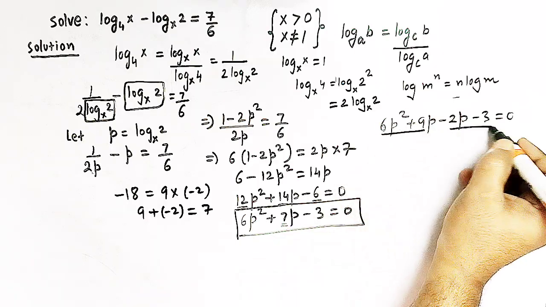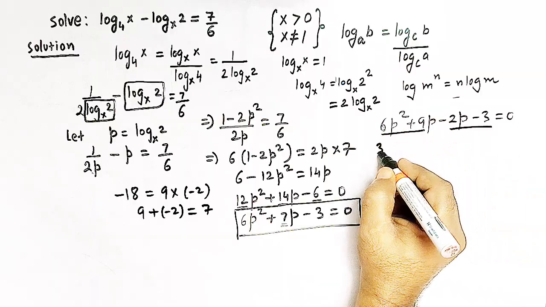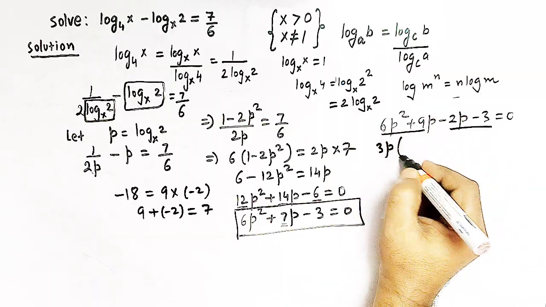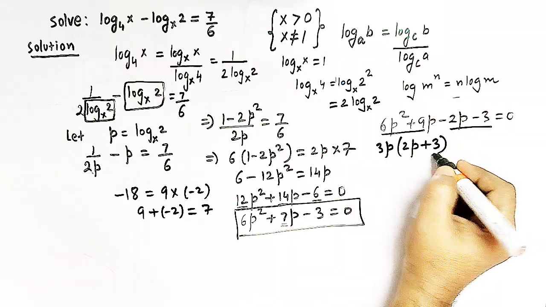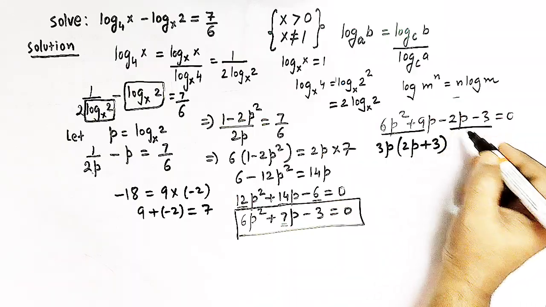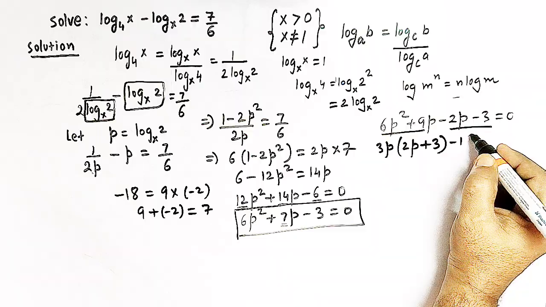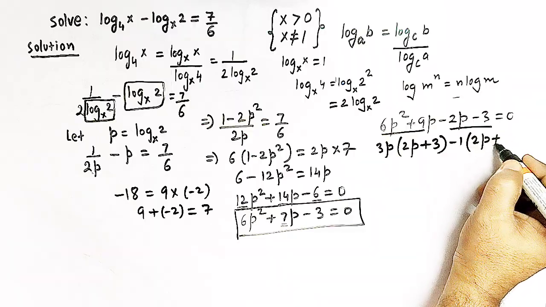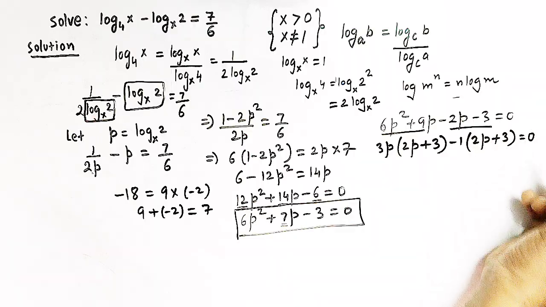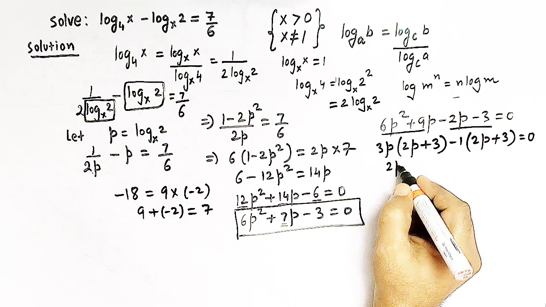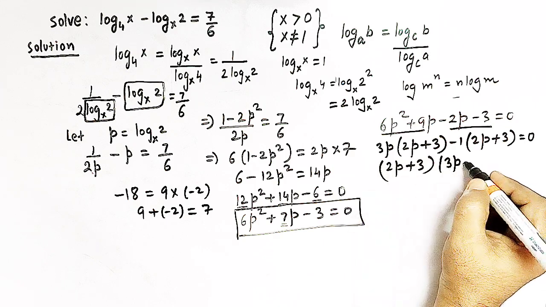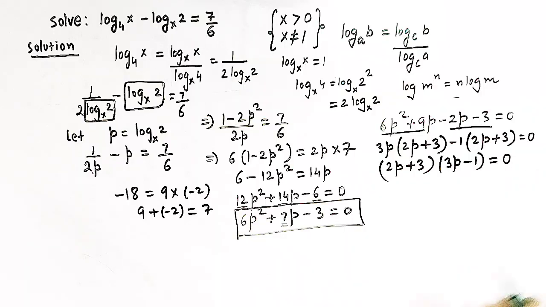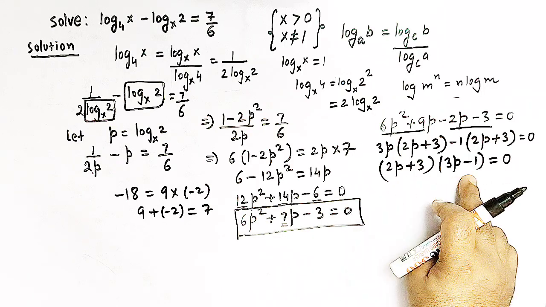So now here we have 3p common, so we can now write here 2p, then we have here 3, and here we have minus 1, and we have 2p plus 3 is equal to 0. So now we can write 2p plus 3, and here we have 3p minus 1 is equal to 0. So now we have two linear factors.